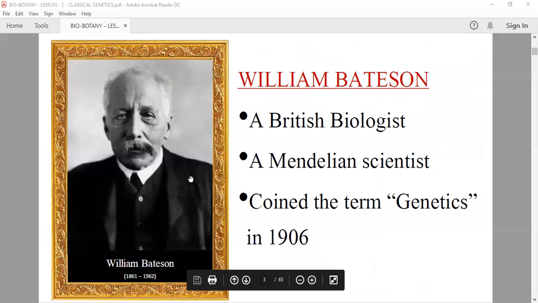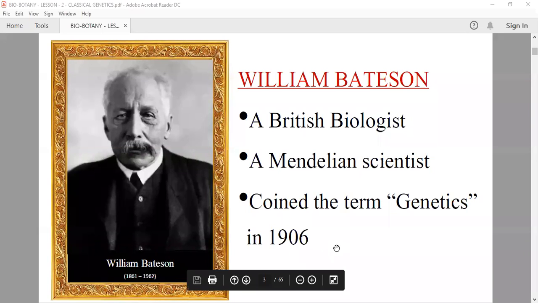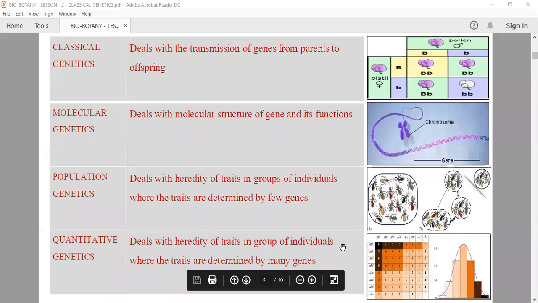Then next, this is the scientist William Bateson. He is a British biologist and a Mendelian scientist also. He coined the term genetics in 1906. Next, let us see the types of genetics. Four types of genetics are there: classical genetics, molecular genetics, population genetics, and quantitative genetics.